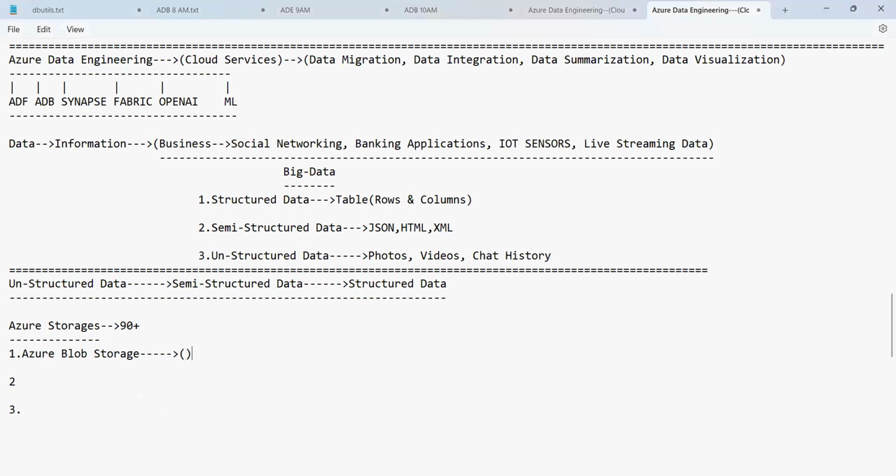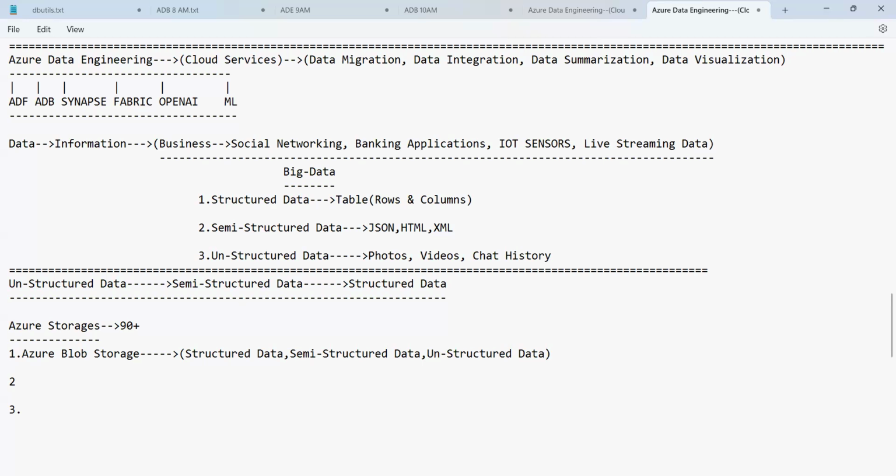The blob storage can store any kind of data. What do you mean by any kind of data? The blob storage can store the following types of data. The first one, we can store tabular data, which is more structured data. We can store semi-structured data, which means data recorded in the form of a JSON file or whatever it may be. And the next one, unstructured data is also stored here.